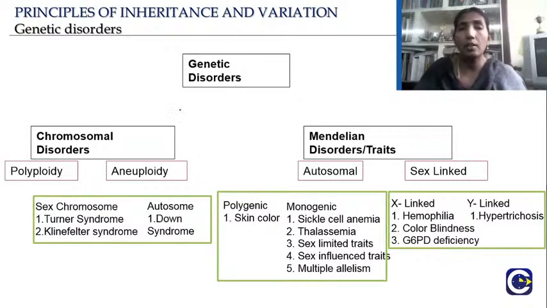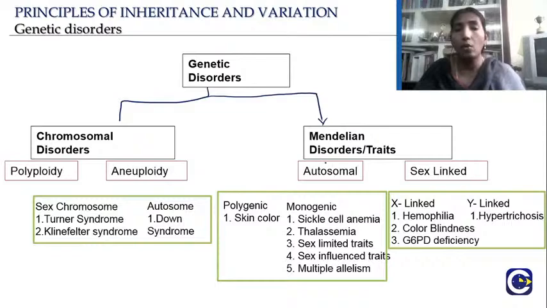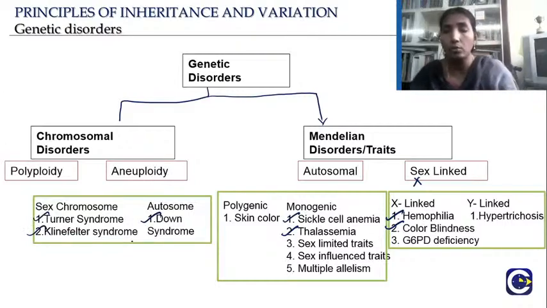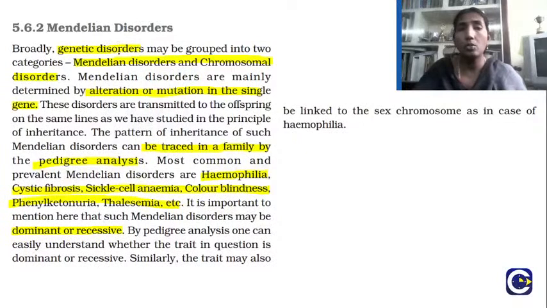So genetic disorders we can classify as chromosomal disorders or Mendelian traits. So we have the chromosomal disorders and we have the Mendelian traits. When I say Mendelian traits, we have autosomal disorders like autosomal recessive sickle cell anemia, thalassemia, or sex-linked disorders like hemophilia, color blindness, and aneuploidy or polyploidy where we see Turner syndrome, Klinefelter syndrome and Down syndrome. So genetic disorders can be classified as Mendelian disorders and chromosomal disorders.